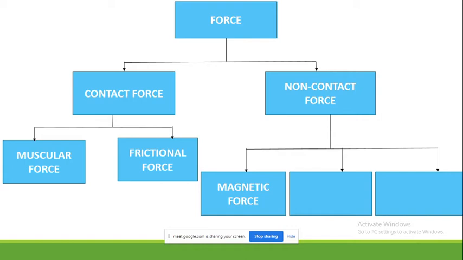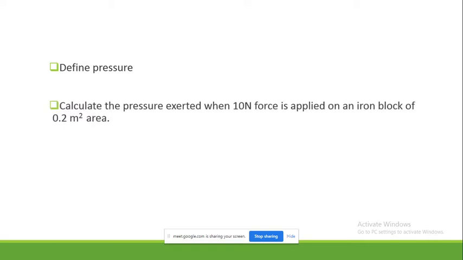Electrostatic force is the force exerted by a charged body on another charged body, ma'am. Yeah, correct. So, electrostatic force is a force exerted by a charged body on another charged or uncharged body. Now, we have already defined pressure. So, pressure is nothing but force exerted per unit area. So pressure is equal to force per unit area.